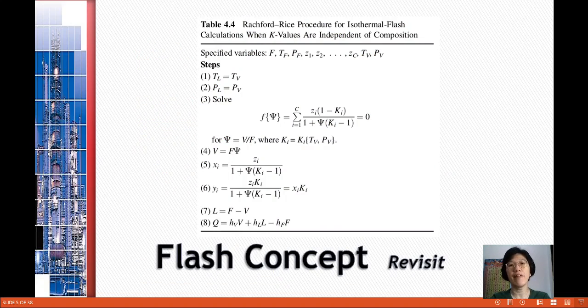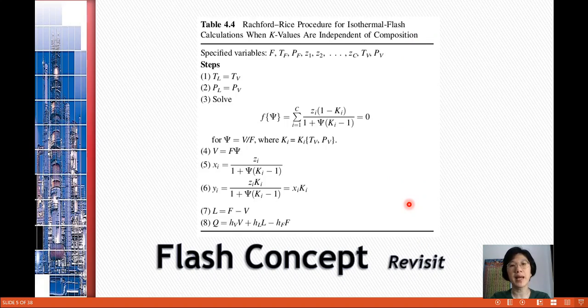Typically, if you want to perform a manual calculation for the product composition that you can produce from a flash drum, you can use the Rachford-Rice procedure for isothermal flash calculation. And when you do this calculation, you assume that the K values, the relative volatilities here, are independent of the composition. I won't go through it because this is for your manual calculation.